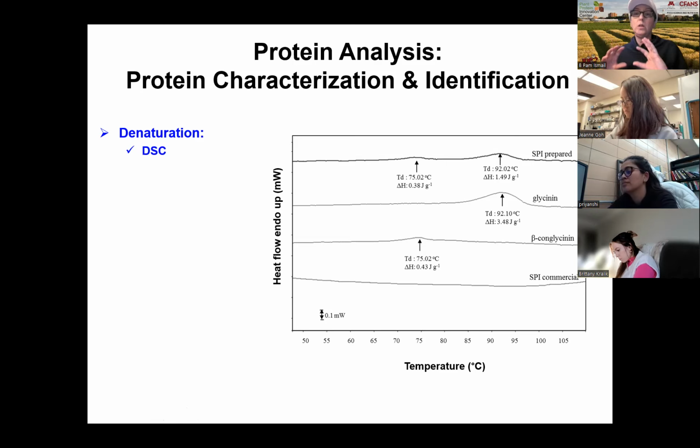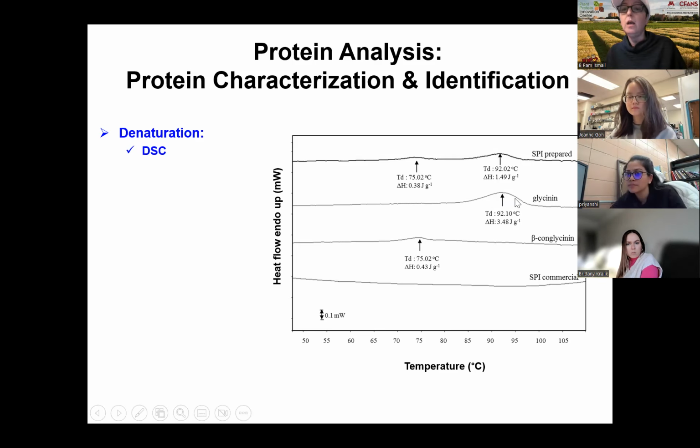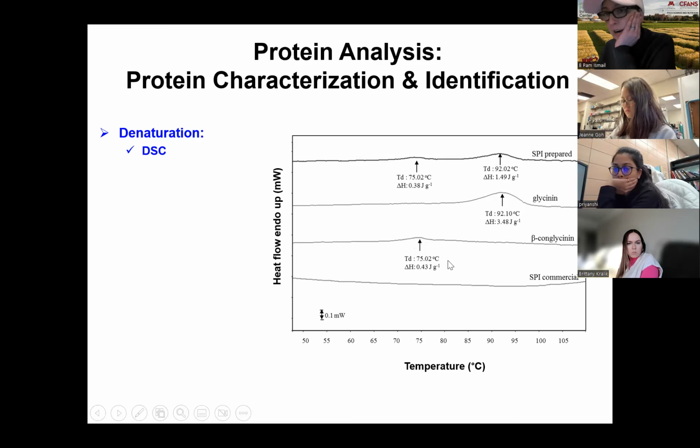So it would denature at higher temperature. And then we have an isolated glycinin and an isolated beta-conglycinin. These we isolated from soy flour, and then you will only see one peak designated to that one particular protein fraction that we isolated.